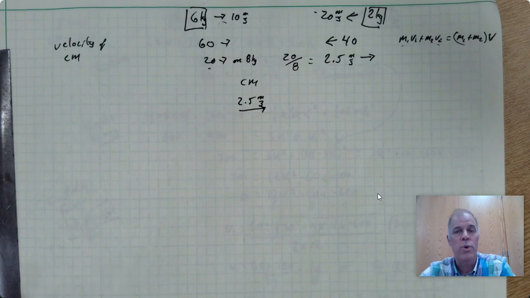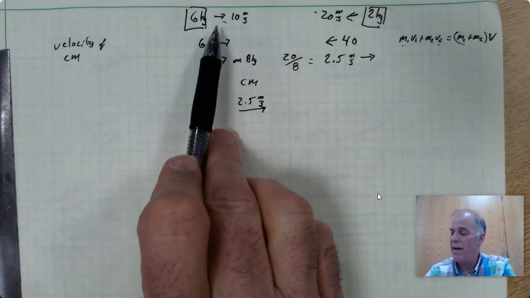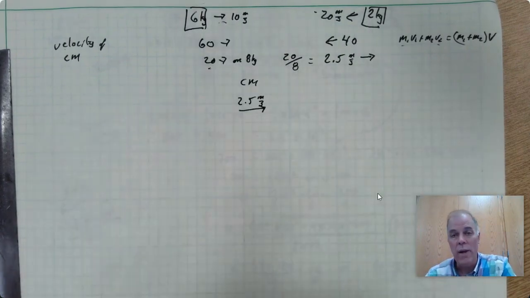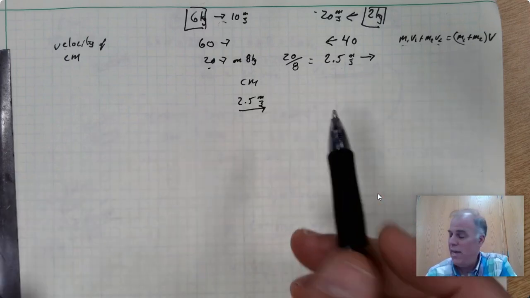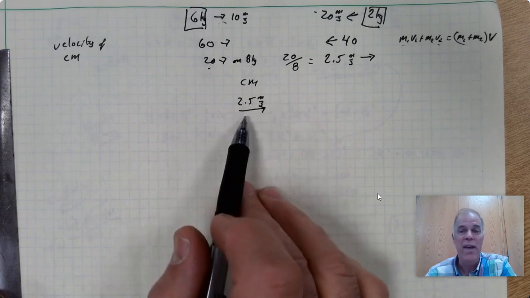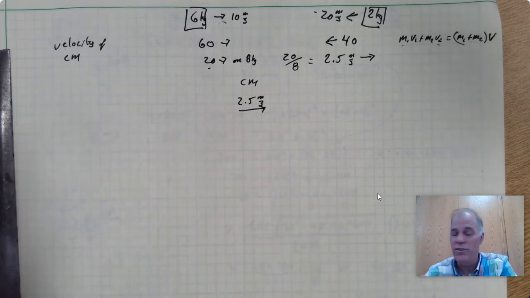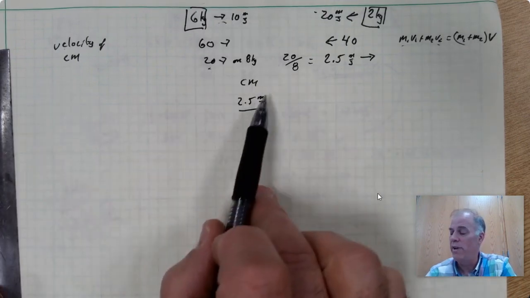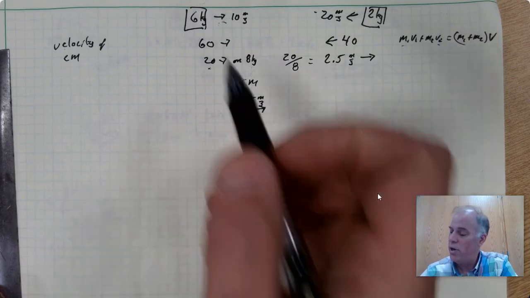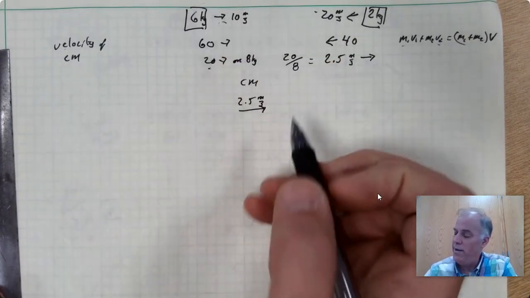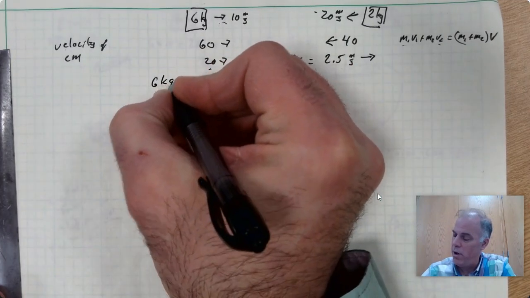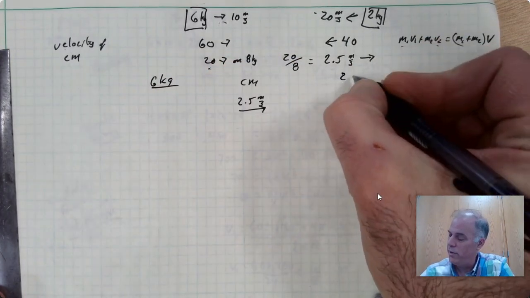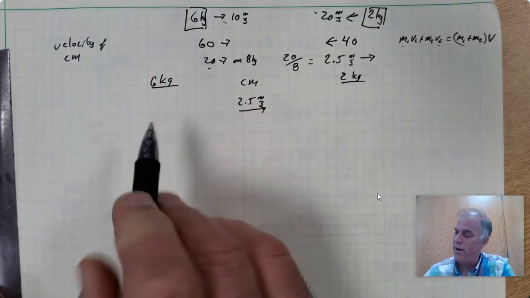Now, the second step is we're going to figure out how fast our carts are going relative to the center of mass. Because remember, all speed is relative. And if we use our center of mass as our reference, we can figure out how fast they're moving relative to that. So the 6 kilogram one was going 10 meters per second. So this is the 6 kilogram column. This is going to be the 2 kilogram column over here.